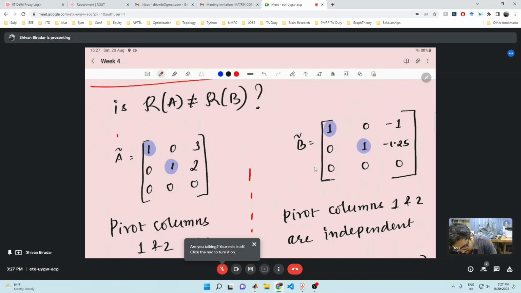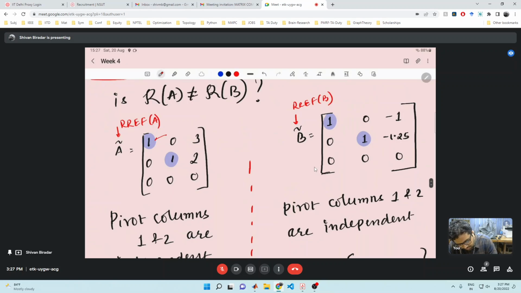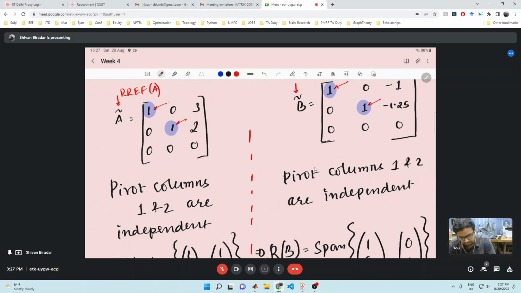So we know that A tilde and B tilde are the RREF of the B matrix, which is given to us, and A tilde is the RREF of matrix A. From this, we get this is our pivot, this is our pivot. For B, this is our pivot, and this is our pivot. This is a very important point here. This pivot is in the first row, and this pivot is in the second row.